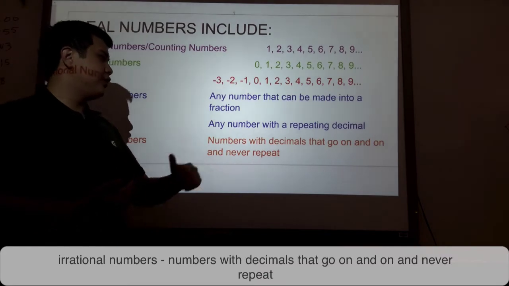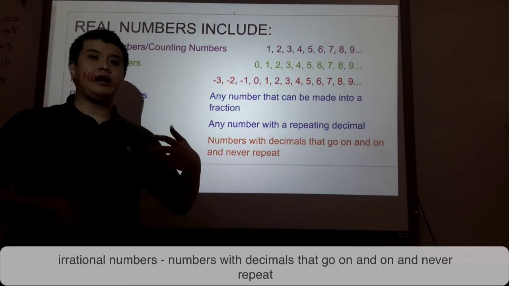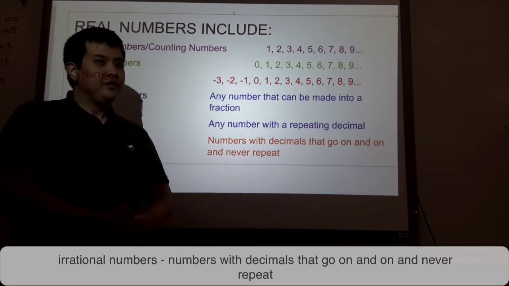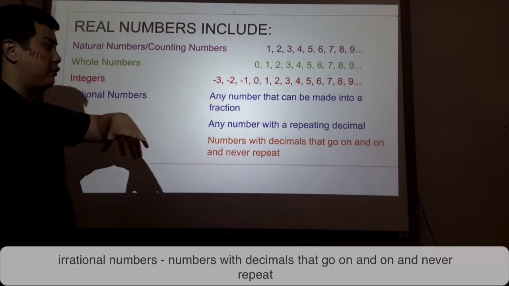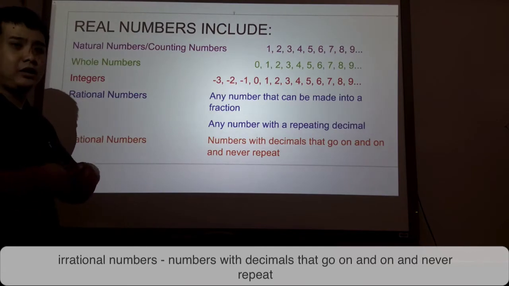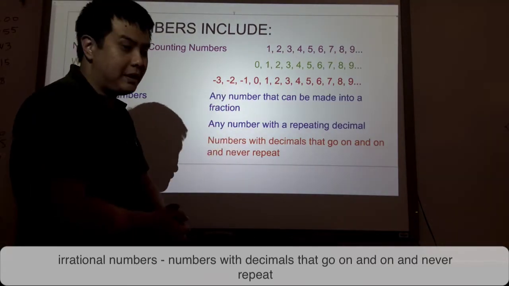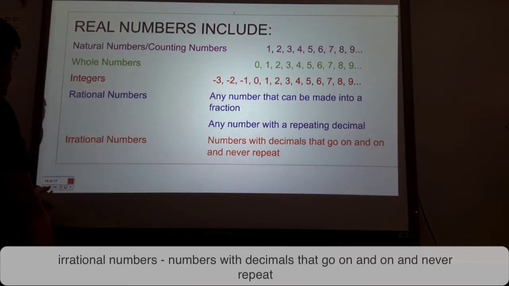Irrational numbers are numbers with decimals that go on and on and on and never repeat. So these are ones that have decimals that repeat, and these are the ones that are decimals that go on and on and on and on and never repeat. Okay.